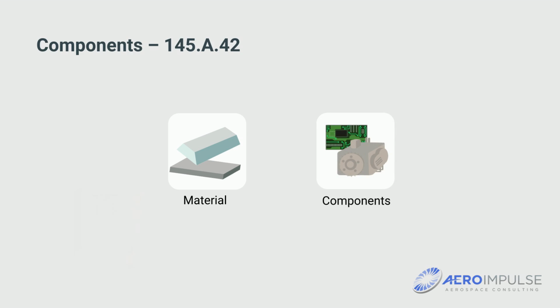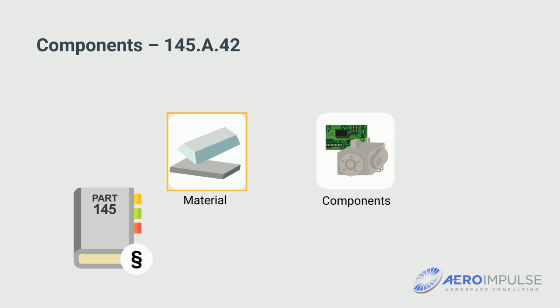The handling and classification of material and components are regulated in detail in Part 145 in a separate paragraph. We will first explain the different categories for material and components. Then, we will take a closer look at how to deal with them.